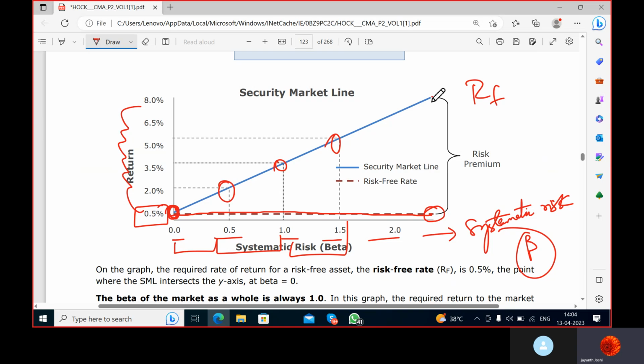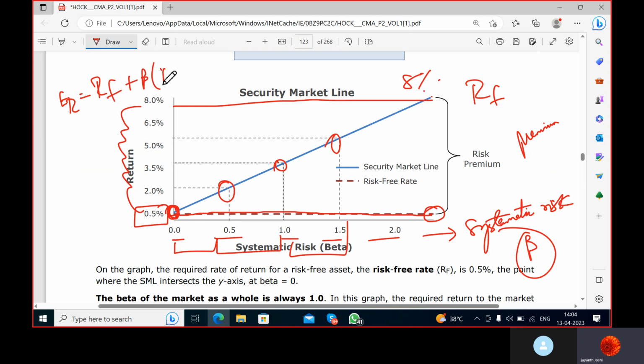Suppose you are at this point here, let's say 8%. The difference between 8% and 0.5 is called the premium. So I can write it here: expected return is equal to risk-free rate plus beta into market return minus risk-free rate. The difference here is called the premium. Why premium? Because you are taking additional risk and getting additional returns. That is the premium you are getting, compensating you because you are taking a higher risk.